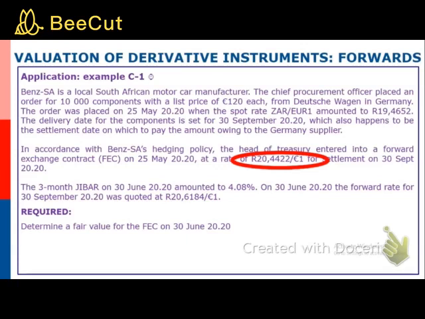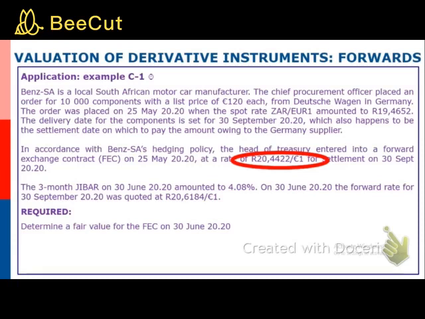So 3-month JIBAR for 30 June is 4.08%. What is the relevance of that? That is the discount rate. Now, on measurement date, on valuation date here, if I on that day was to enter into an FEC for settlement on 30 September, now what's the relevance of that? That is the same date as we have specified in the FEC that we want to value. That's critical here.